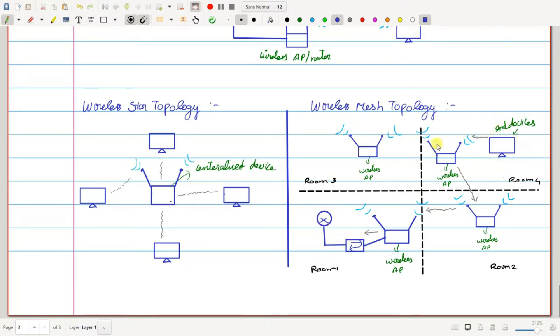Here, if any one wireless access point or node fails, the connection is rerouted from room 4 to the wireless access point present in room 3, which in turn reroutes to the wireless AP in room 1, then to the internet. Thank you. The detailed description of all the topologies is explained in Cisco Packet Tracer.